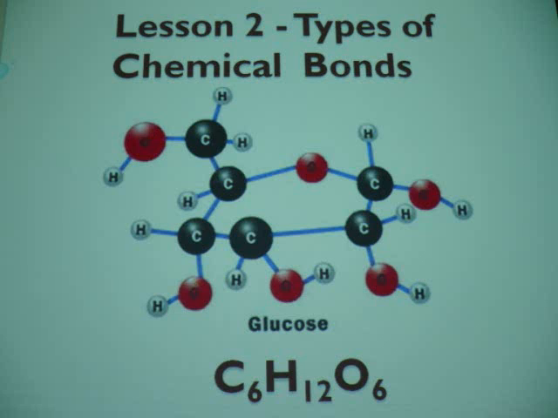So let's go ahead and start the show. So I left it like that on purpose so you can add up yourself. If you look at the blacks, you'll have how many? 6. If you look at the H's, if you count them with your hand, there'll be 12. And if you count the red ones, there'll be 6.